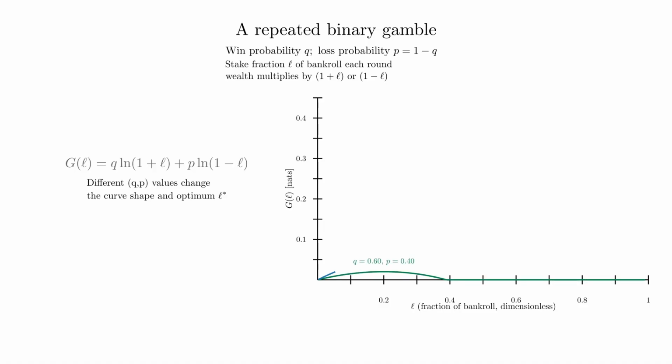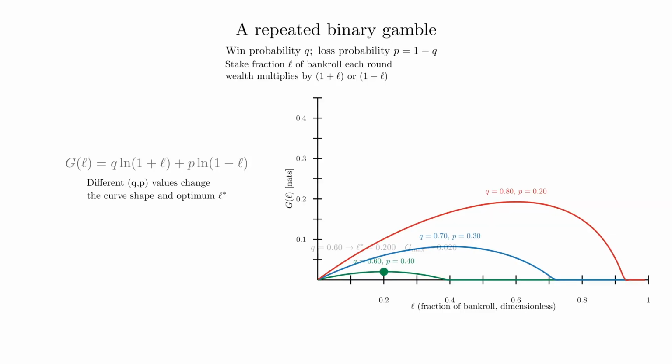So here are the curves for Q equals 0.6, 0.7, and 0.8. Each curve shows the growth rate as a function of the stake L. The peak of each curve is the fraction that maximizes long-run log growth. That's our Kelly fraction. So watch the optimum dot slide along each curve to the peak.